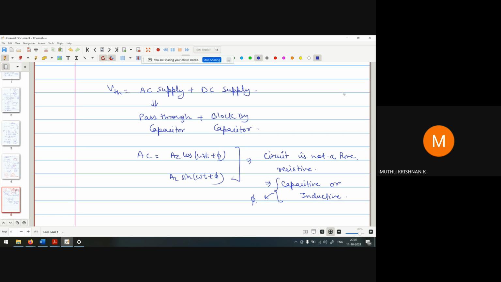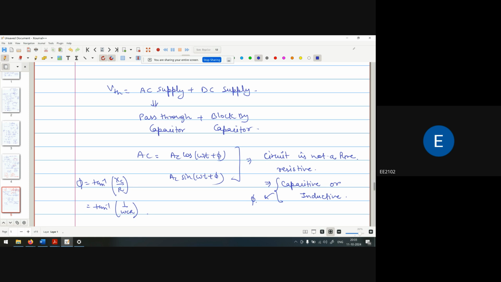So phi should be positive or negative, if it is a capacitive circuit? The value of phi, if I'm taking the value of phi, is tan inverse of Xc by R, or tan inverse of 1 upon omega C R. This is the value to calculate the phase angle phi.